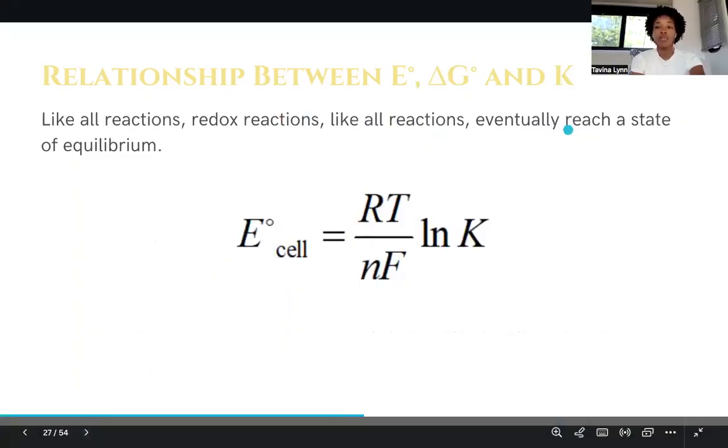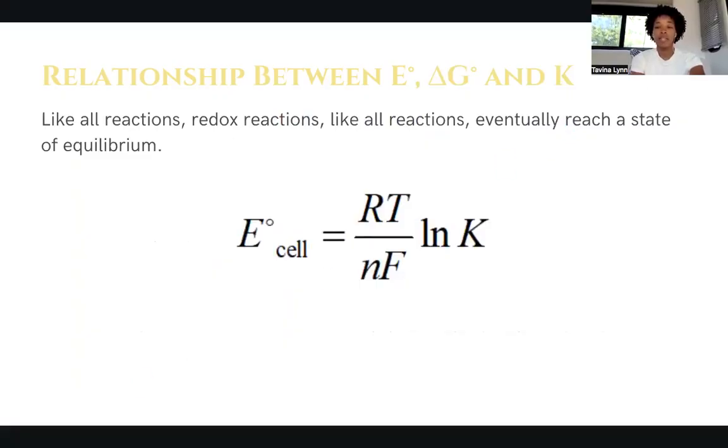Okay, so just like all reactions that we've looked at, redox reactions also will reach some state of equilibrium. And so to relate our equilibrium constant K and our standard cell potential, here is the equation. E sub cell equals RT over NF times the natural log of our equilibrium constant K.